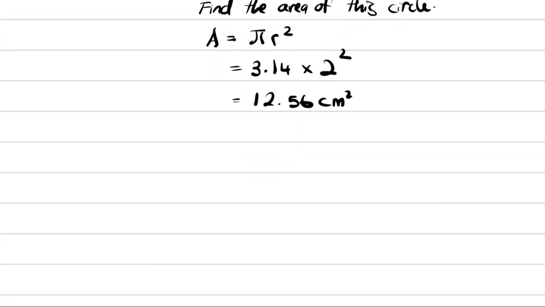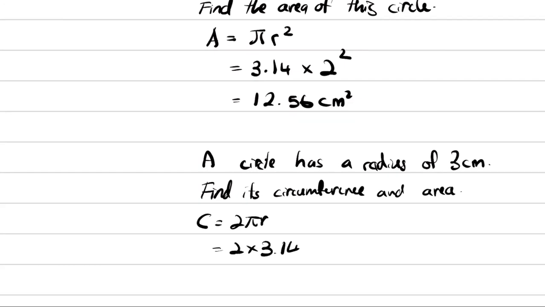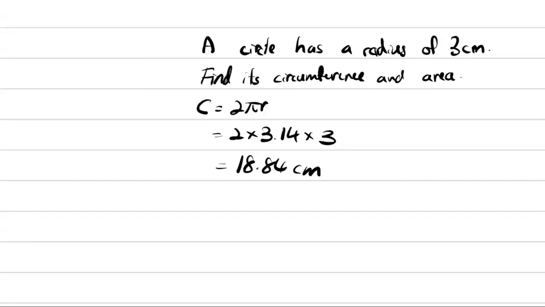Let's try a different circle. A circle has a radius of 3 centimeters. Find its circumference and area. Circumference equals 2 pi r, 2 times 3.14 times 3. 18.84 centimeter. Let's find the area.